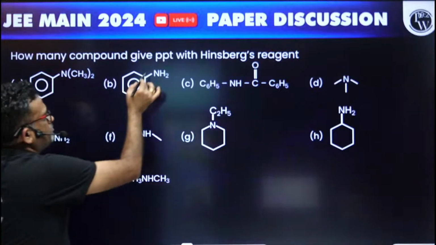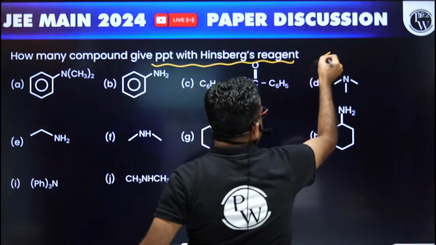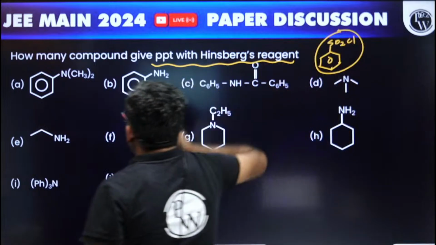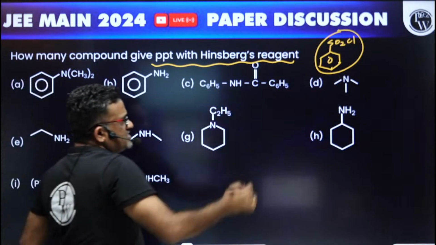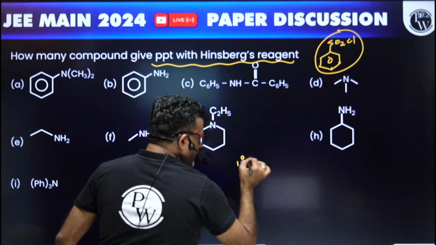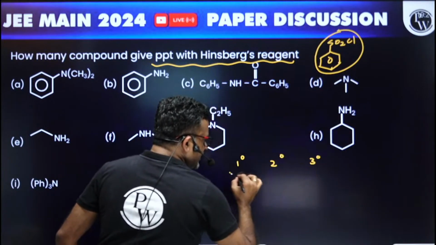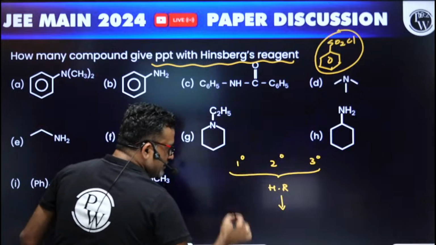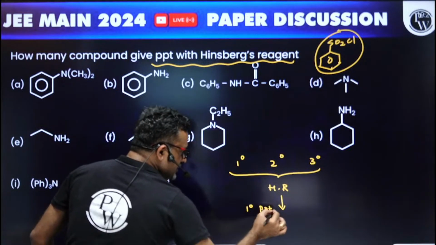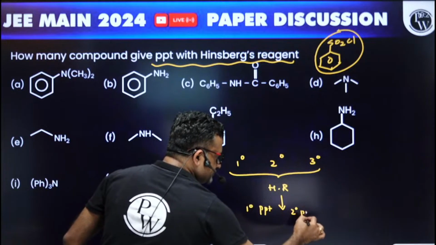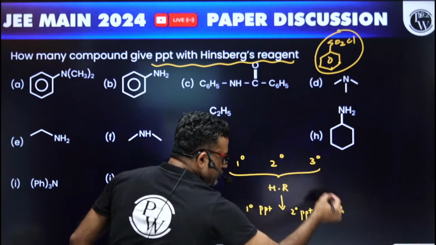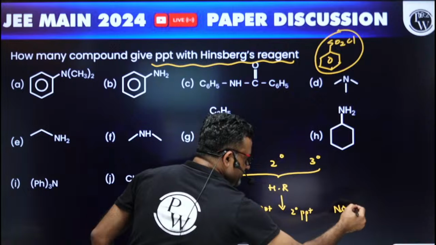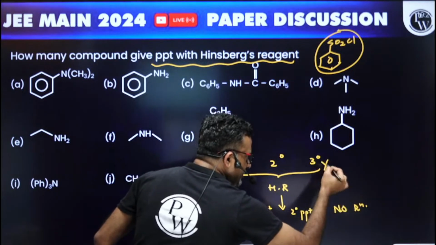How many compounds give precipitate with Hinsberg's reagent? What is Hinsberg's reagent? Benzene sulfonyl chloride. This is a question we study in amines. If we have primary, secondary and tertiary amines and we react them with Hinsberg's reagent, what will happen? The primary gives a precipitate, the secondary gives a precipitate. The tertiary, because of no hydrogen available, would have no reaction with Hinsberg's reagent. So tertiary amine is not to be seen.